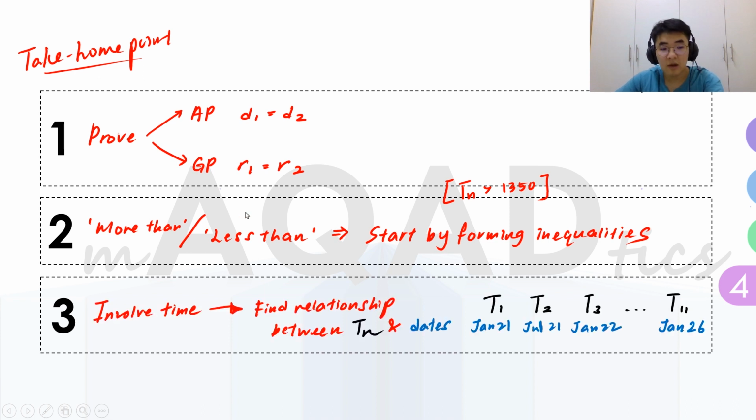And lastly, for this kind of questions which involves time, we need to find a relationship between our Tn and the dates. Okay, so why we need to do this is because sometimes the questions might be kind of confusing. So by listing out the dates and the Tn, we are able to figure out which term we need to calculate and which terms we need to sum up together to find the answer that we want. Okay, so it will tidy up the process.